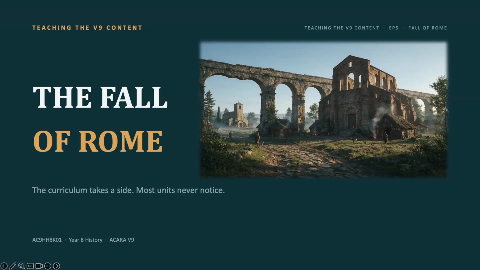Open your Year 8 curriculum and read the content description K01 out loud. It describes the transformation of the ancient world to the early modern world. That word, transformation, it's not a neutral description. It's the name of one side in an argument historians are still having.